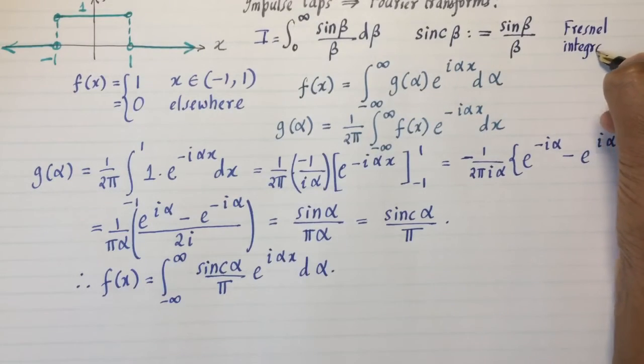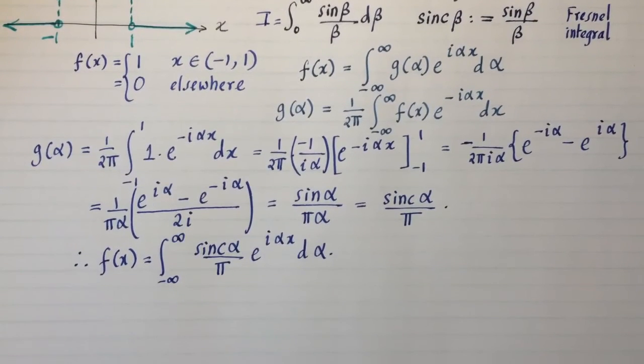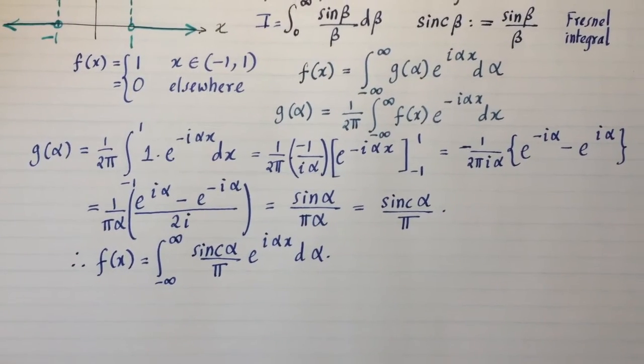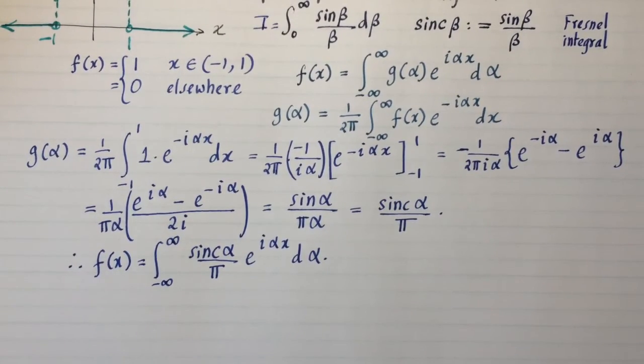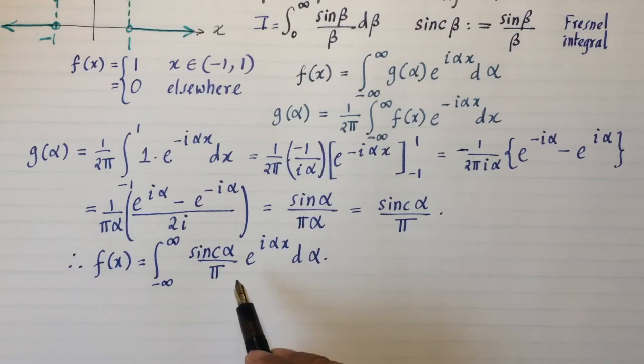Fresnel was one of the great contributors in the original theory of optics. Fresnel, and the other name is Fraunhofer. So there's even a famous lens called the Fresnel lens based on Fresnel's work in diffraction. Let's go on to calculating this.